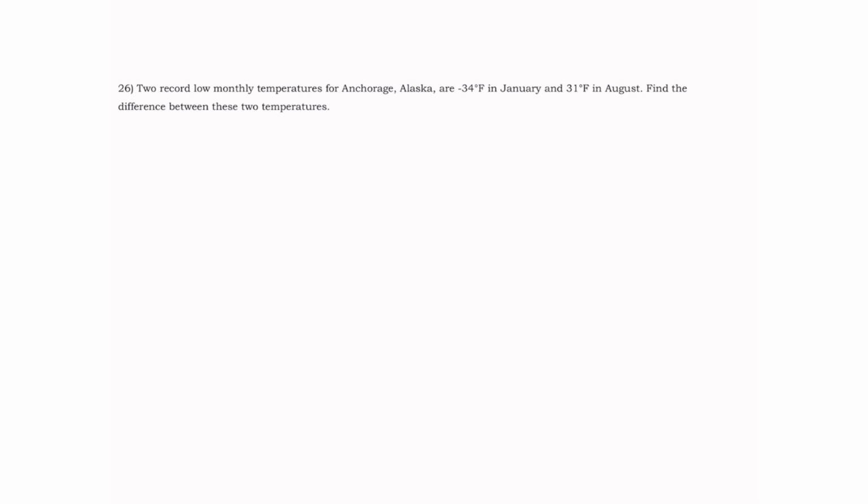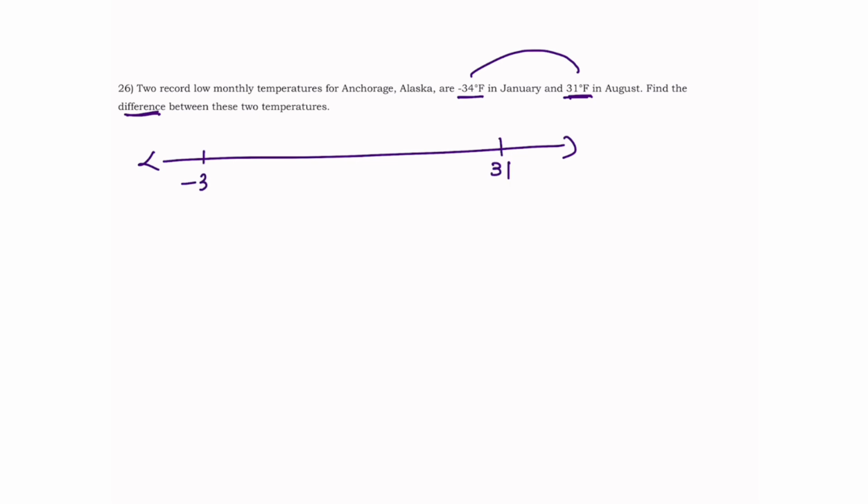Next, the record low monthly temperatures for Anchorage, Alaska were minus 34 degrees Fahrenheit in January and 31 degrees Fahrenheit in August. Huge shift, minus 34 to 31. Find the difference. So you know what you're doing, right? Help me here. I'll write 31 here, and minus 34, and 0 somewhere here. This jump is 34, right? And this jump is 31.